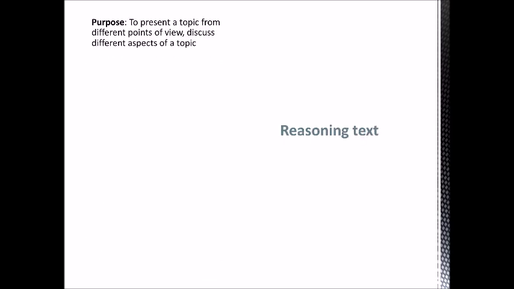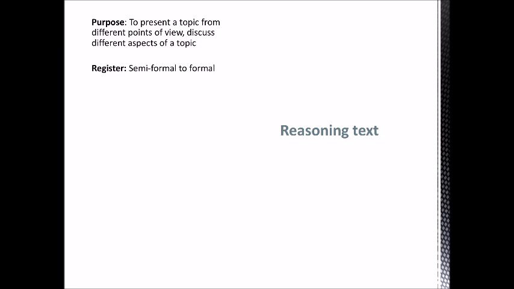When you write a reasoning text, the purpose is to present a topic from different points of view and discuss different aspects of the topic, in contrast to when writing an argumentative text where you're supposed to argue for your standpoint and where you are supposed to choose a standpoint. This time you won't do that. You can't think that one way or the other is better, but you're going to present different points of view and try to highlight different aspects of the topic you're writing about.